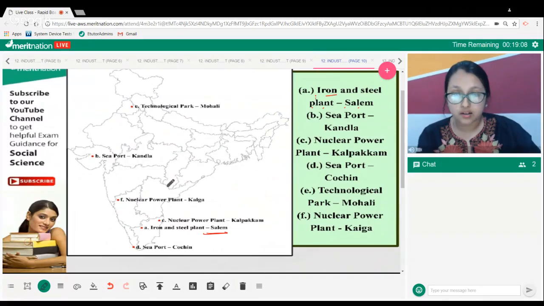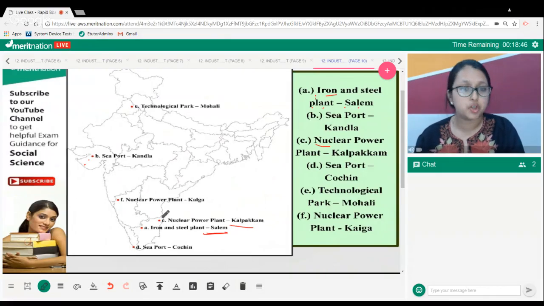Then comes your seaport Kandla. Kandla is in your Gujarat over here, somewhere near Gandhidham. So you can mark it over here. Then comes your nuclear plant Kalpakkam. Kalpakkam is here in your Tamil Nadu, towards the northeast side, somewhere near the tip. You can mention Kalpakkam, which is a nuclear power plant, over here. Then where is your seaport Cochin? Cochin is in your Kerala, a little bit towards the south at the tip.